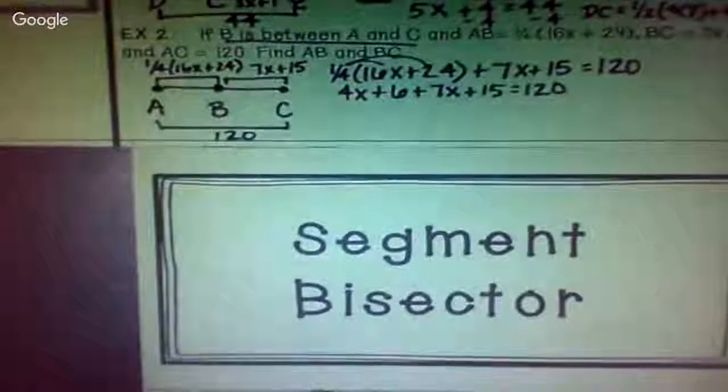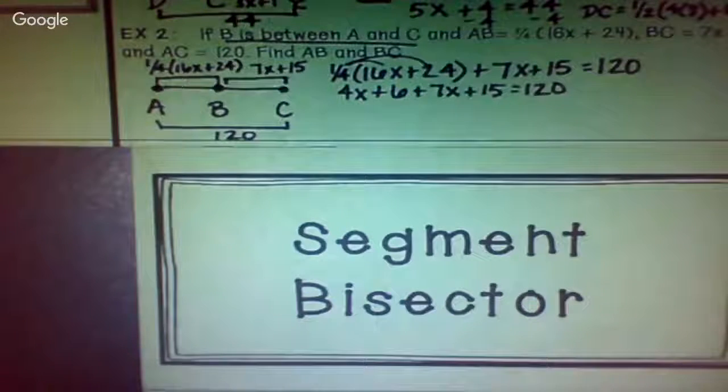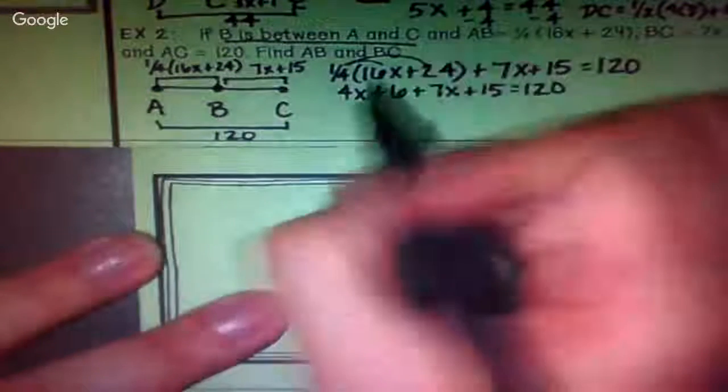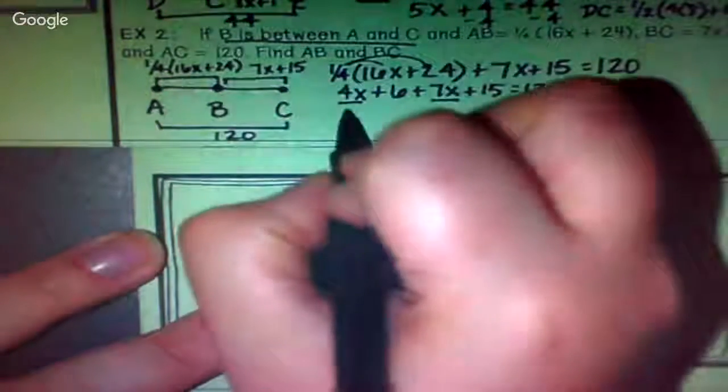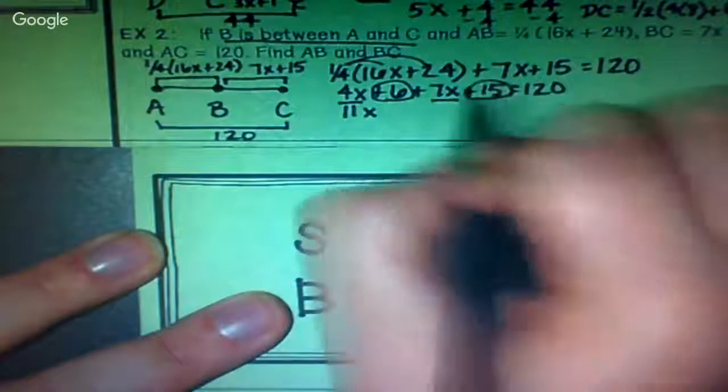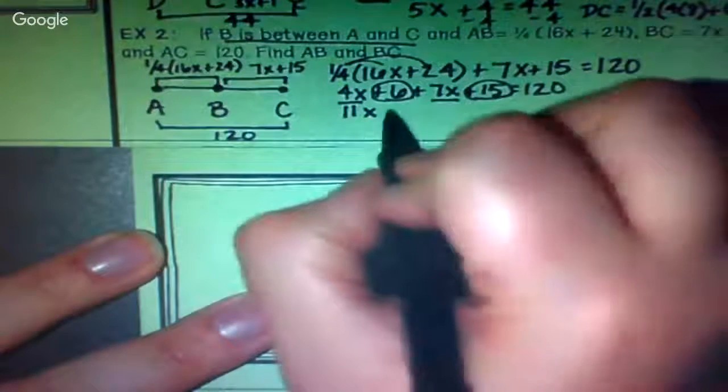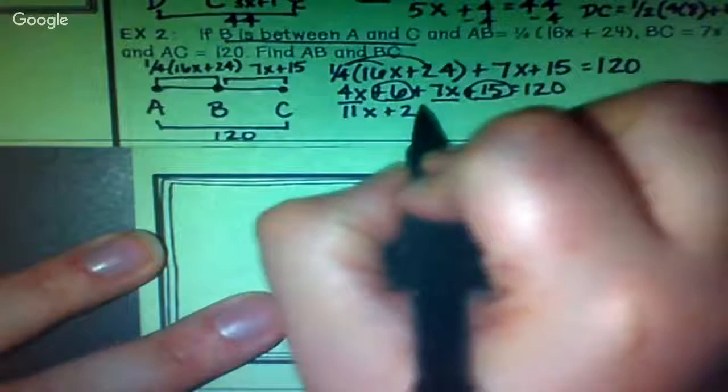Okay, now I'm going to group my x's together and group my numbers together. What do we call that? Combining like terms. So 4x and 7x gives me what? 11x. 6 and 15 gives me what? 21.